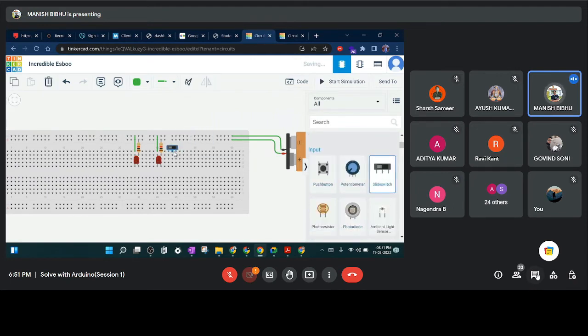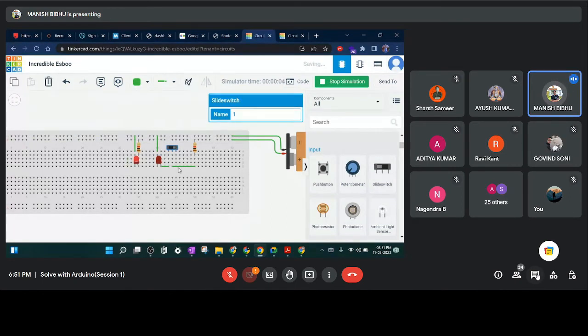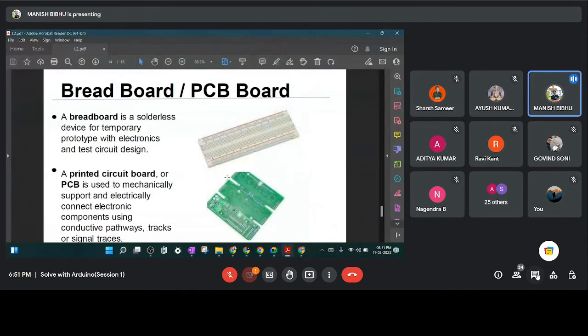We can use a switch. We will connect the switch here and now connect the resistor here, and we will connect that column to the middle part of the switch and the second terminal of the switch to the LED. Now see, it is also working. So we can use it for connecting more than one component. Complex circuits can be easily done with the help of a breadboard.